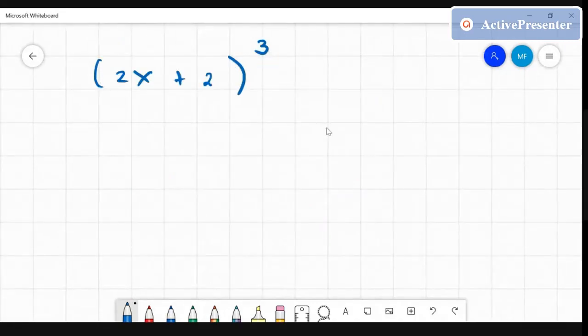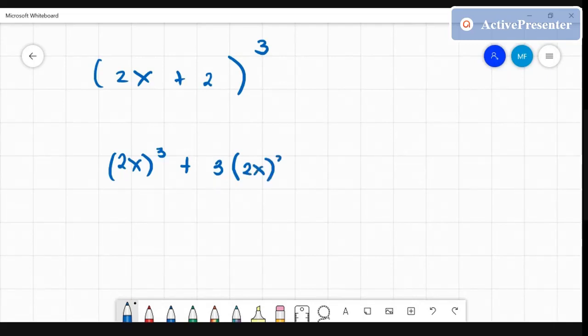Okay, let us proceed to the next one. So we have the quantity of 2x plus 2 cubed. So this will be a cube of a binomial. So let us have, first, get the cube of the first term. So 2x cubed plus thrice the product of the square of the first term.